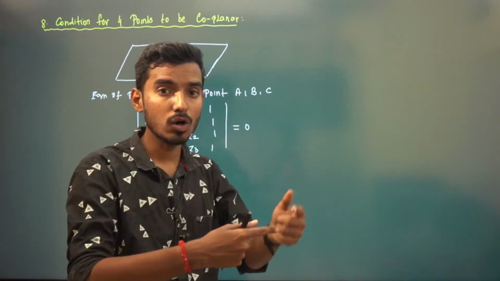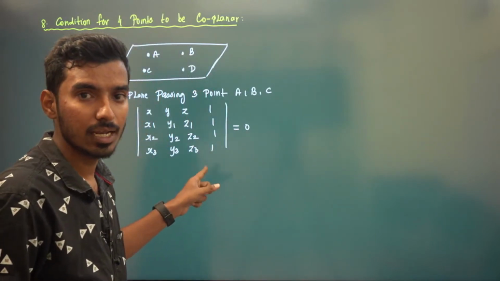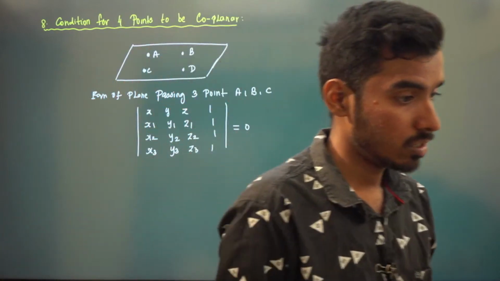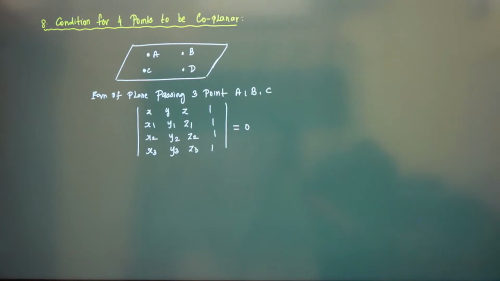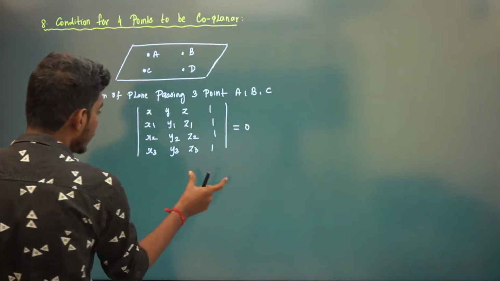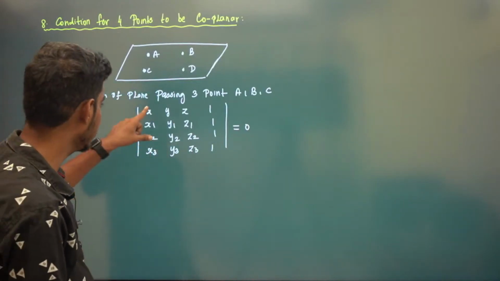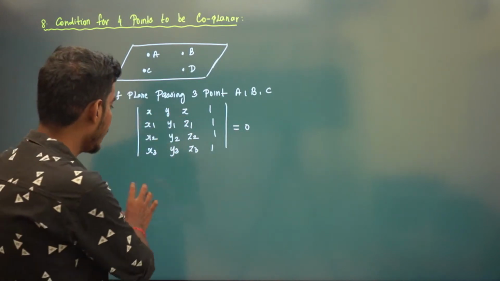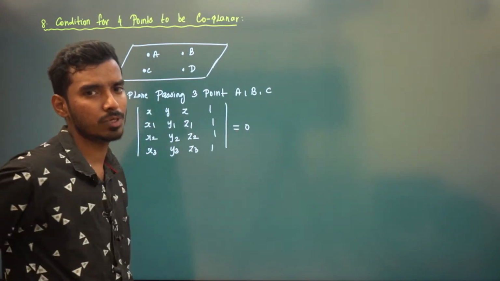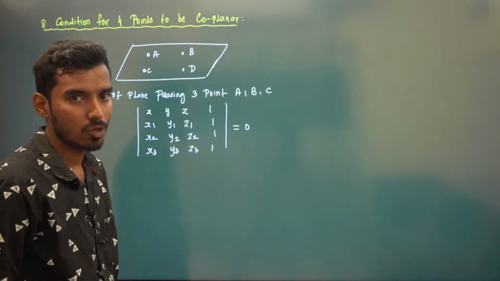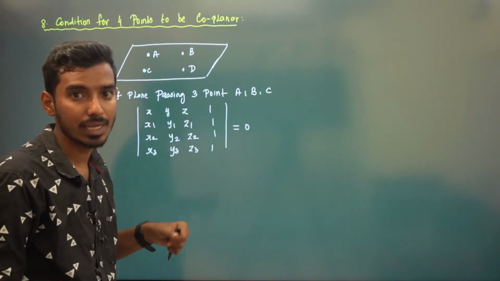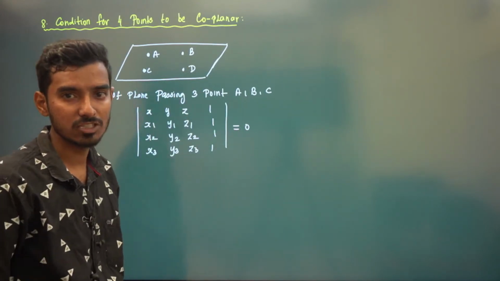Now substitute the fourth point in this equation. If it satisfies, the fourth point is also in the plane. Yes or no? You will have an equation in terms of x, y, z only, because these all are numbers and x, y, z are variables. So you will have an equation in the form ax plus by plus cz plus d is equal to 0. Now substitute the fourth point in this equation. If it is satisfied, it means that point also lies in the plane, which is the same as saying it is coplanar.